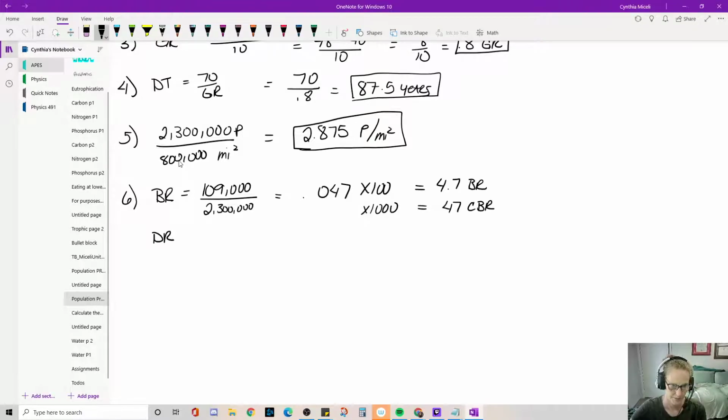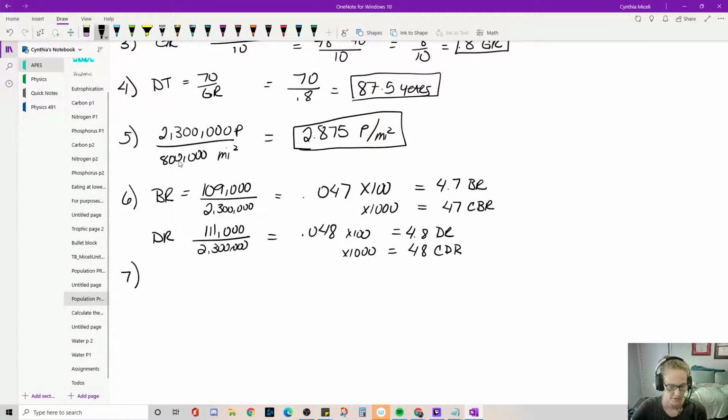And then again, the death rate, it was 111,000 divided by that 2.3 million. And that comes out to 0.048 times 100, so 4.8 for the death rate. Or for the crude death rate, multiply it by 1,000, so 48.